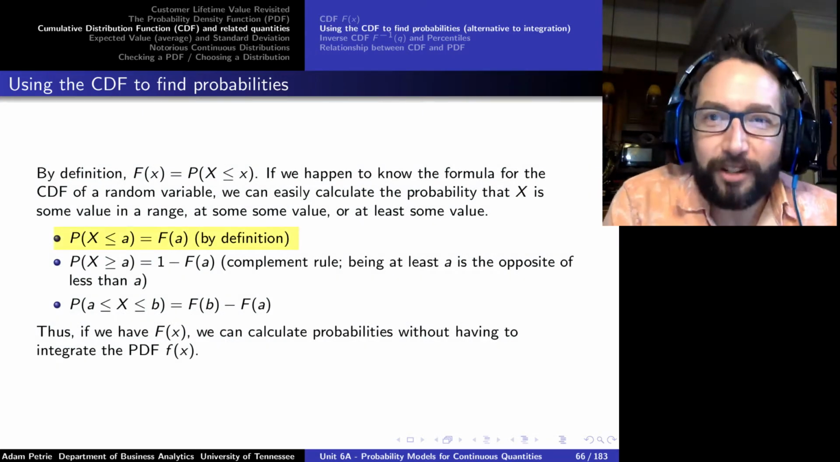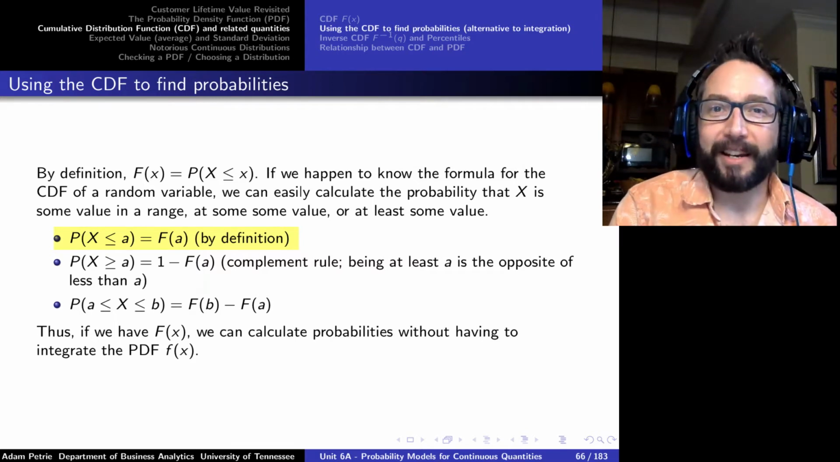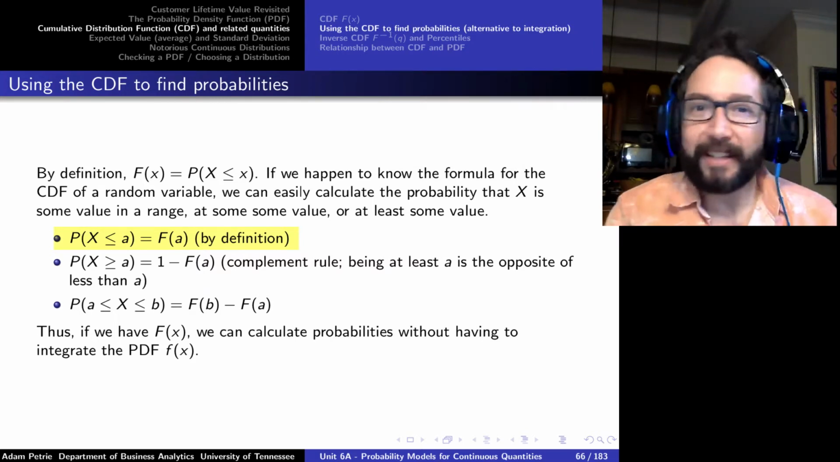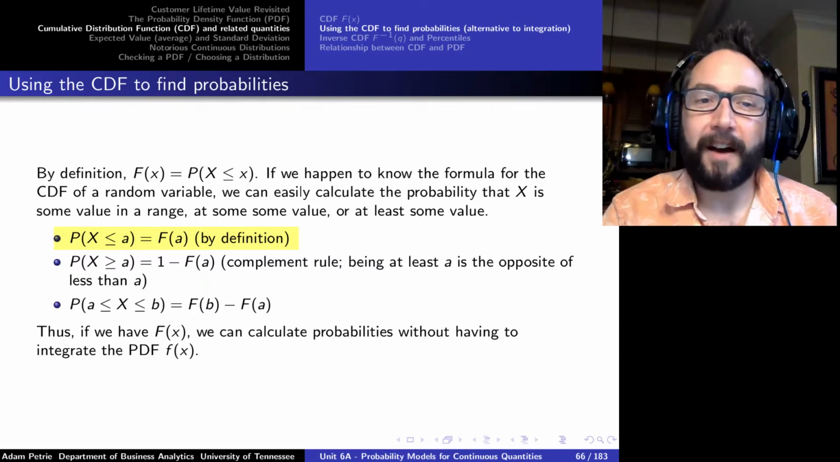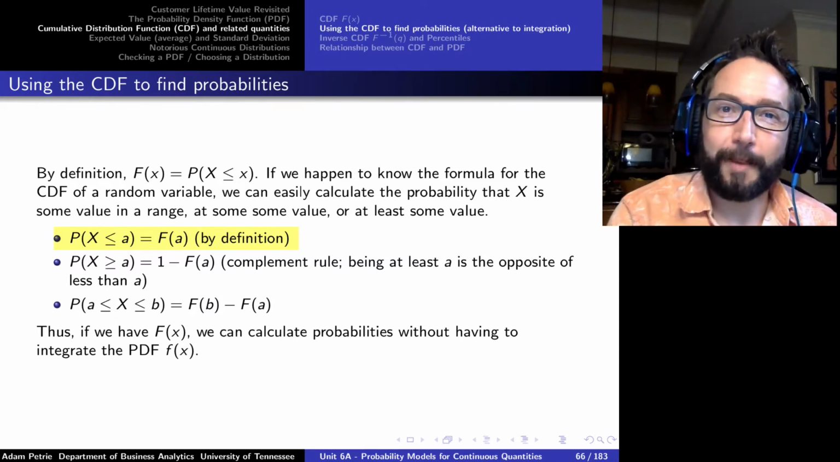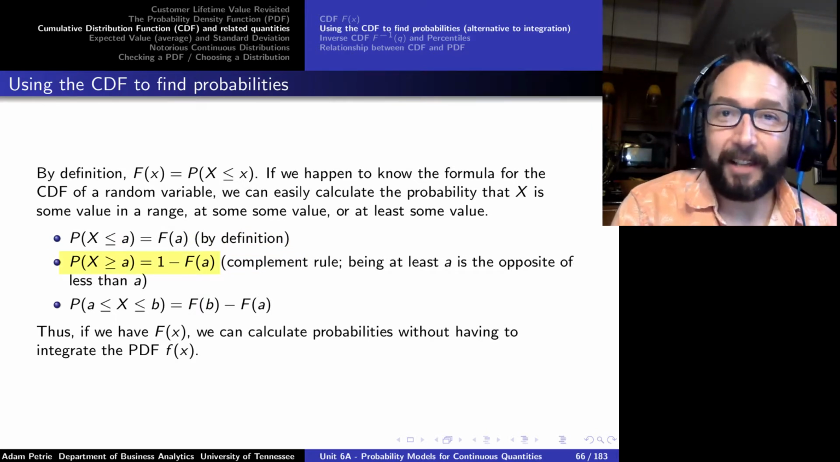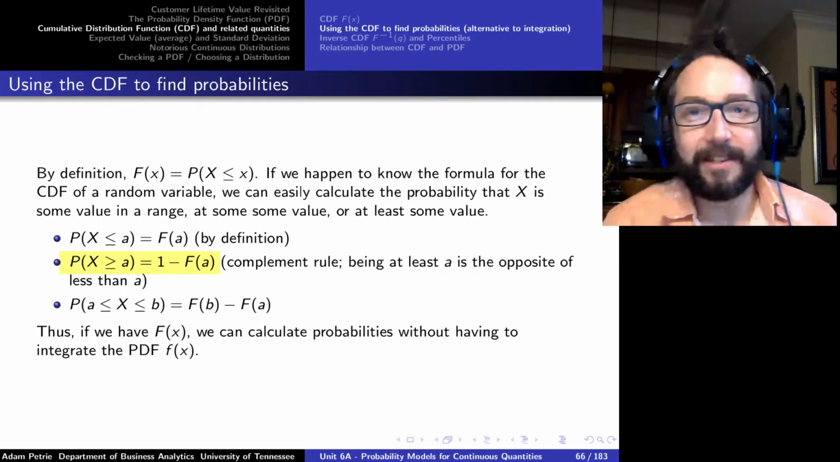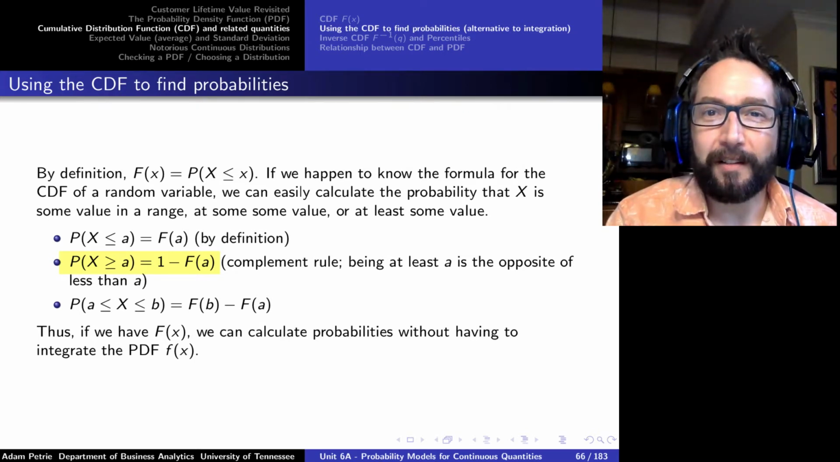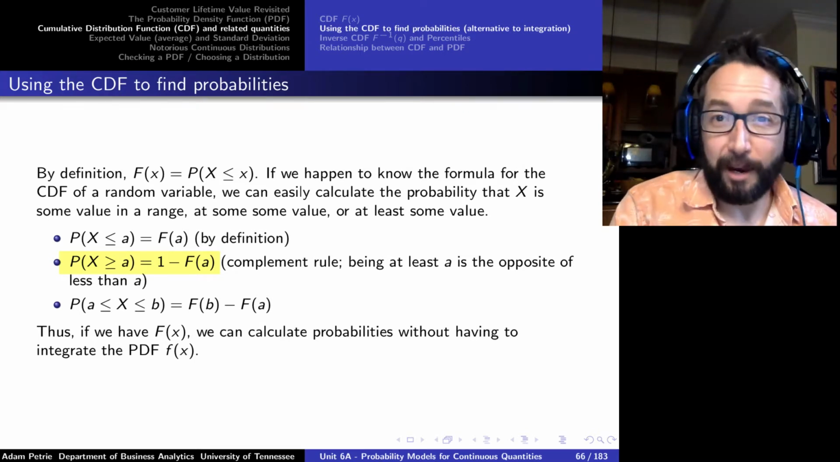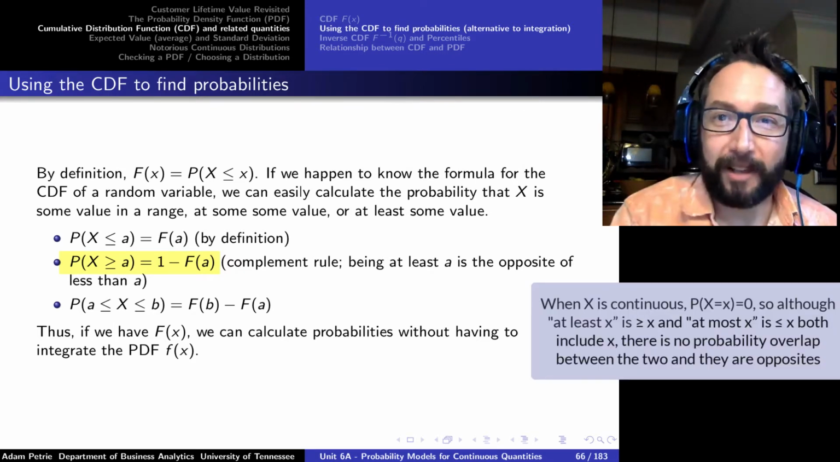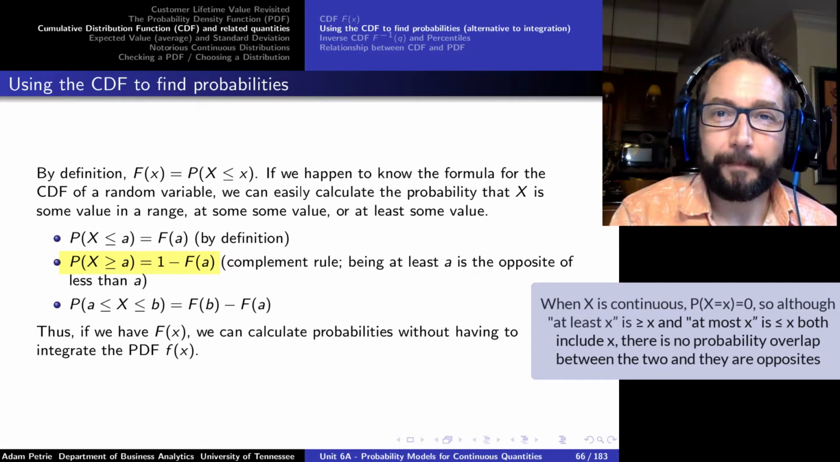Well, by definition, that's just capital F evaluated at a, the probability of observing a value at most little a. And if I had the other question, an undefined upper bound for my probability question, what's the probability that X is at least little a? I could use the complement rule. X being at least little a is the opposite of X being at most little a when it comes to continuous quantities. And so I could just take 1 minus capital F evaluated at little a.